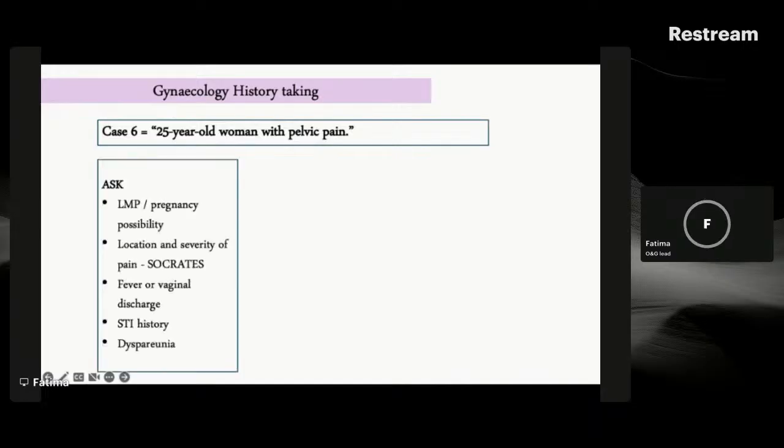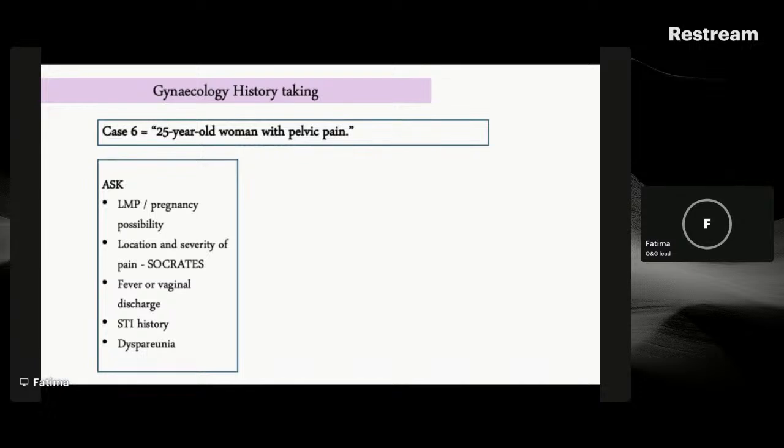Questions to ask is when her last menstrual period was, because pregnancy must always be excluded, okay? The location of the pain is important to know as well, and the severity of the pain, and you do a Socrates approach to that. Severe unilateral pain raises concerns for ectopic pregnancy or ovarian torsions, which are both surgical emergencies.